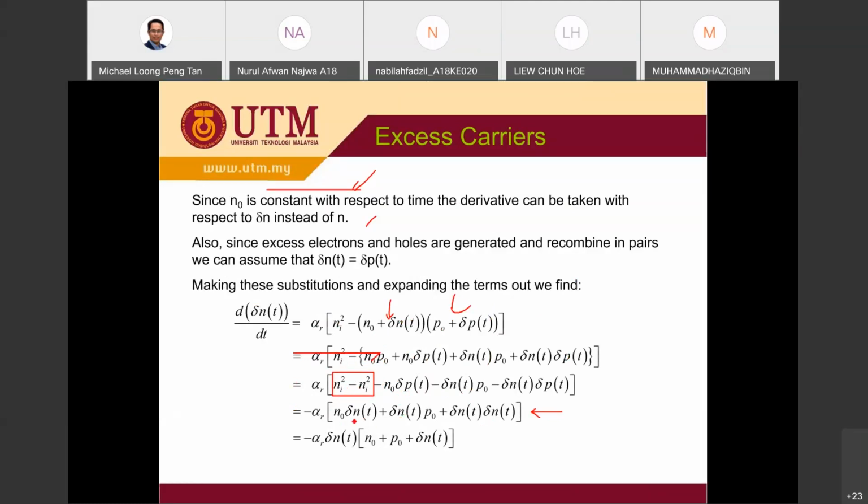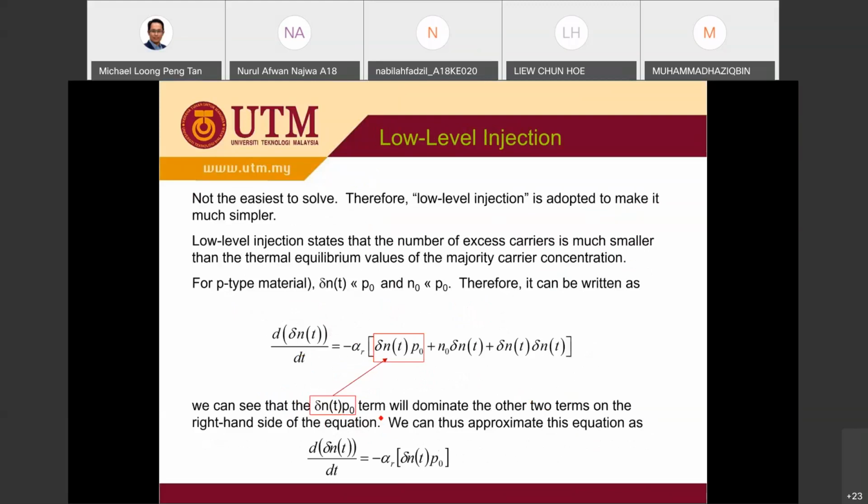Then what else can you take out? You see that each of these components has a delta n, so you take out the delta n as well. Take out delta n, put it down here. Then in the end, you get the NO plus PO plus delta NT, and then this delta NT here outside. Okay, so you can simplify that further. Here, by applying the low level injection, we will try to simplify them. That's the purpose of doing this.